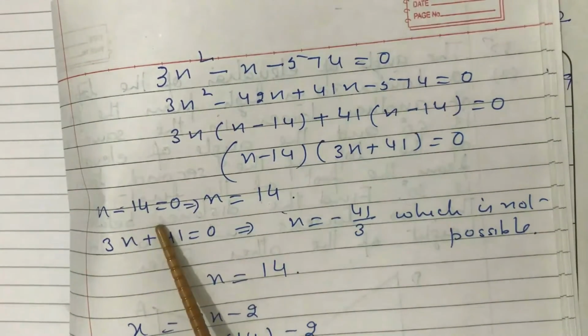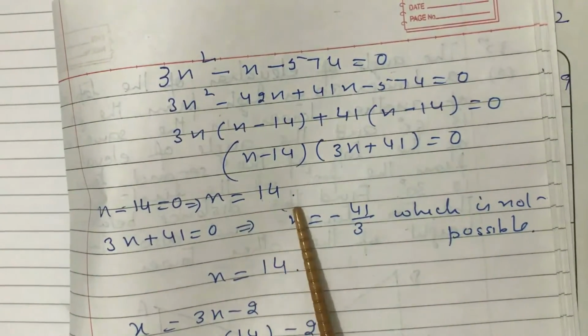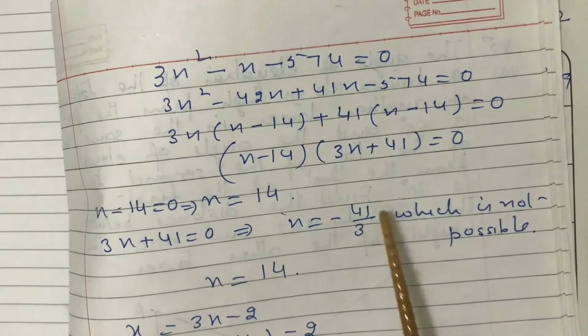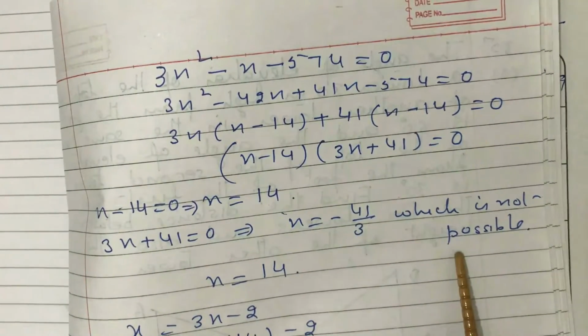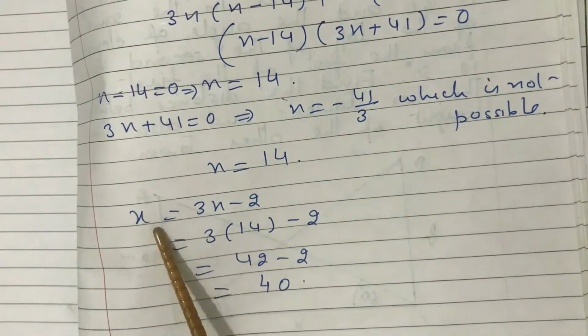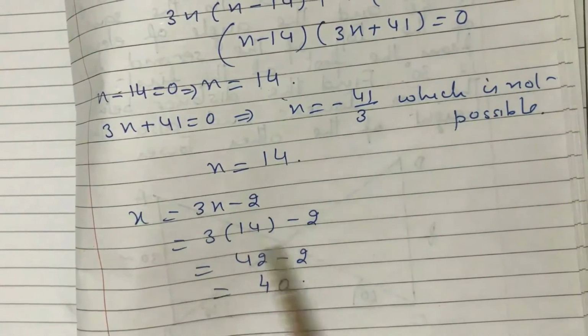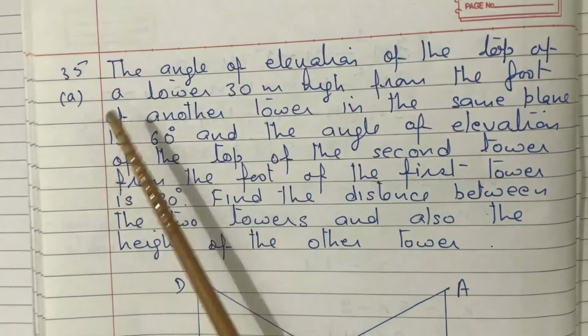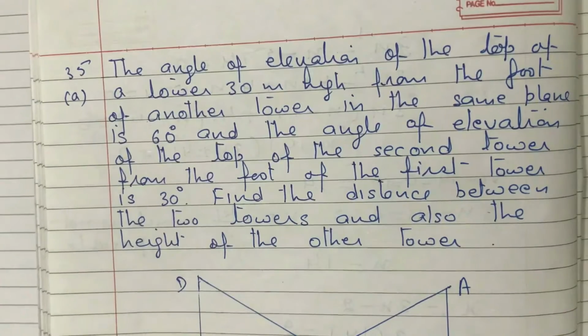Now if n minus 14 is 0, then the value of n is 14. If 3n plus 41 is equal to 0, the value of n is equal to minus 41 by 3, which is not possible. So n is equal to 14. Now we are to find the value of x. X is equal to 3n minus 2. Just substitute the values, you will get 40. That is the answer.